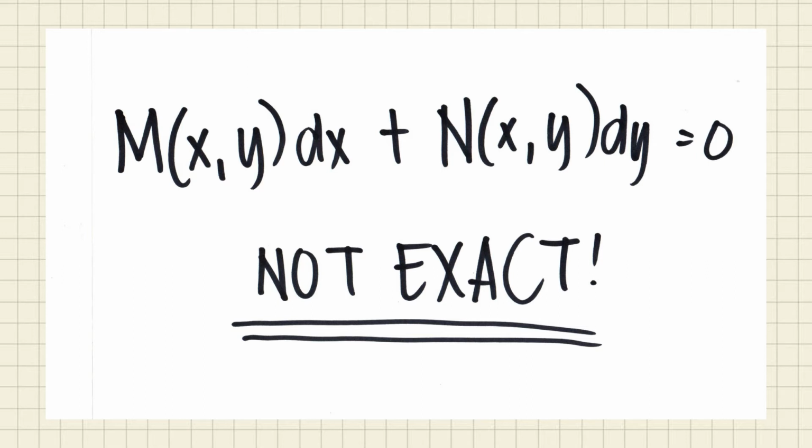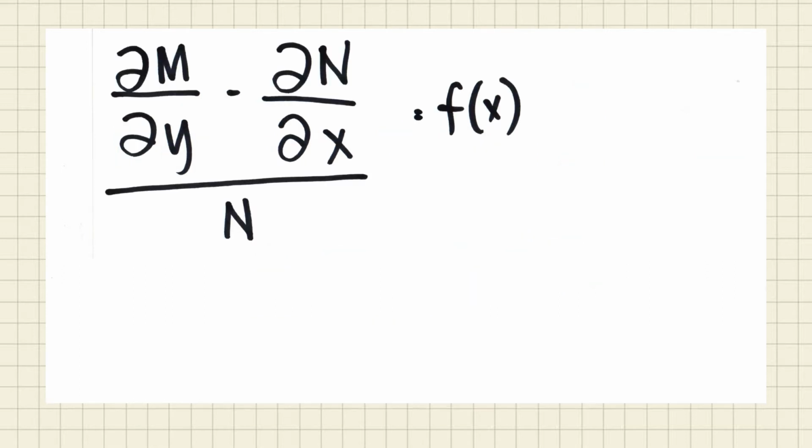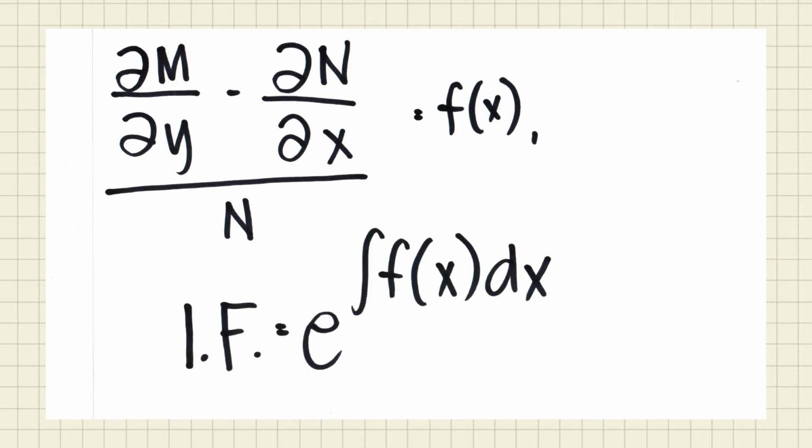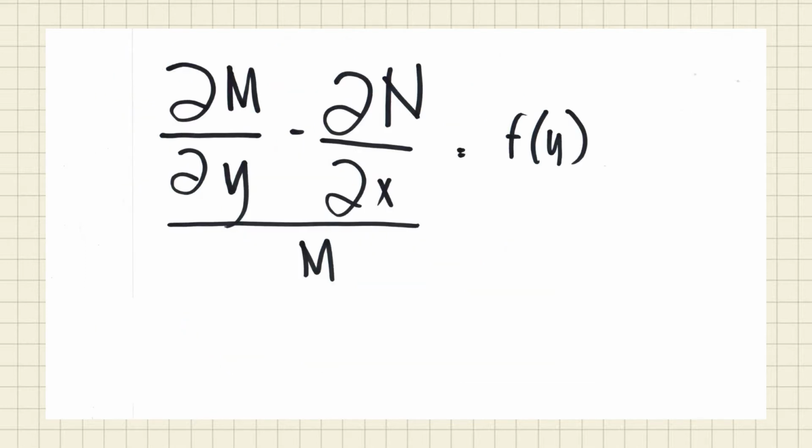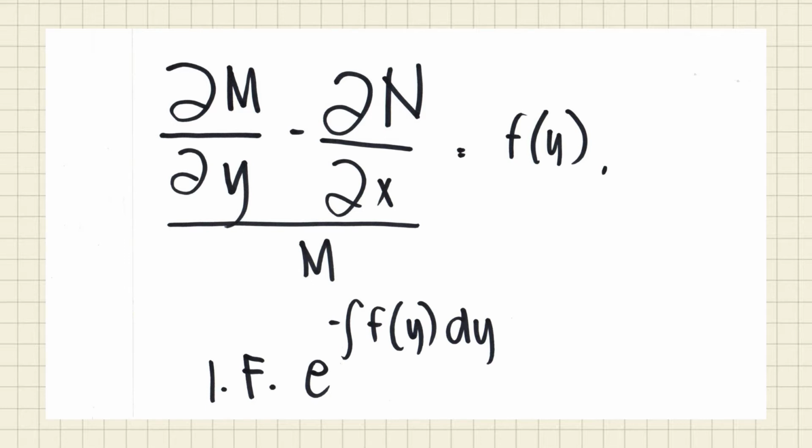Para magawa natin na itong exact, kailangan natin mag-multiply ng integrating factor sa ating equation. So kapag ang partial derivative of M with respect to y minus partial derivative of N with respect to x is divided sa N is equal to f of x, ang ating IF ay e raised to integral of f of x dx. Kapag naman ito ay equal to f of y, ang IF natin ay e raised to negative integral of f of y dy.